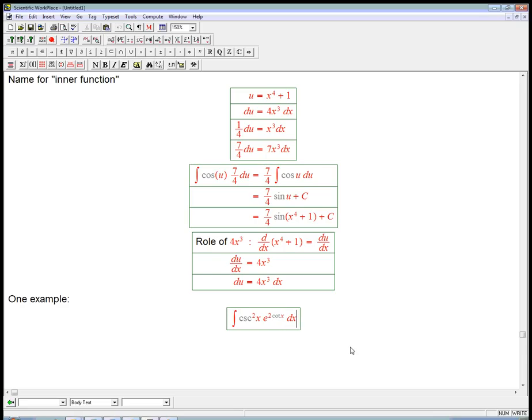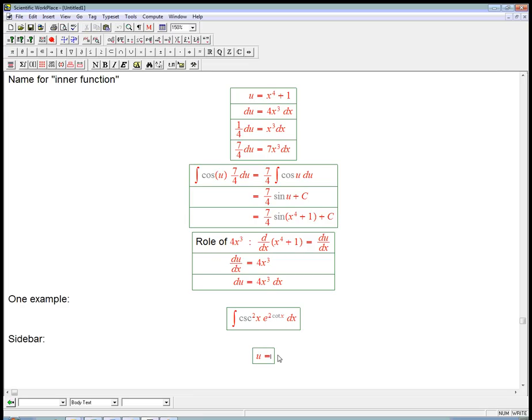Okay. So what we want to look for is, we're going to make a sidebar calculation. We want to look for an outer function and an inner function. There's two pieces of this. There's the cosecant squared, and there's the e to the 2 cotangent x. The more complicated part of the integrand is the e to the 2 cotangent x. And it has the hallmark of an inner function, 2 cotangent x, inside the exponential.